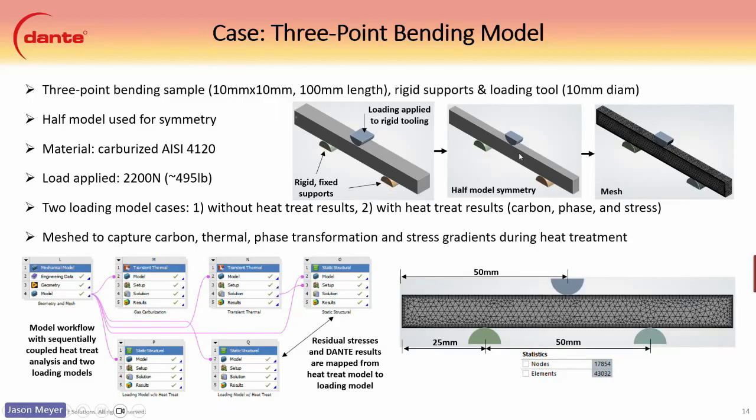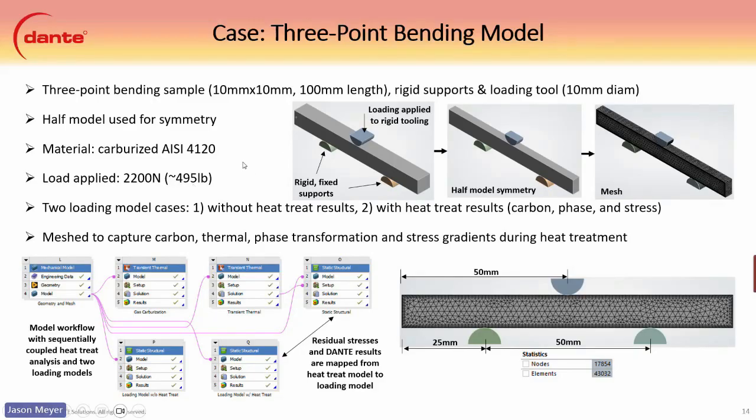We use a half model for symmetry. Always try to use symmetry whenever you do modeling. It really speeds up the modeling process. Although for this one, it probably was a little overkill since it's such a small model, but it worked pretty well for us. We're using AISI 4120 material in the DANTE database for this work. We applied a 2200 Newton load, or almost 500 pounds, to the loaded surface here.